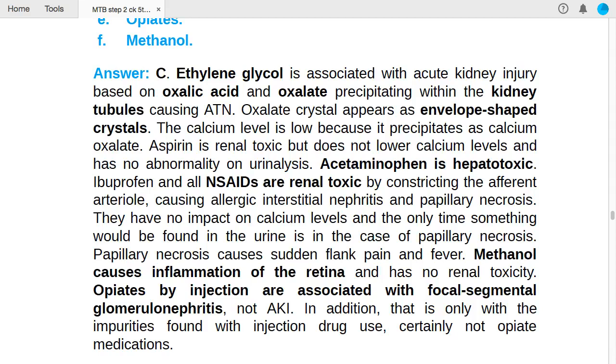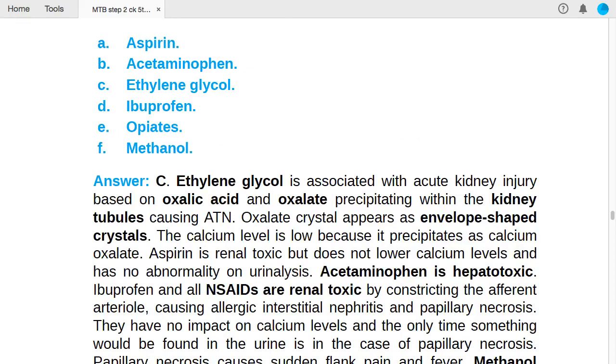So here the correct answer is ethylene glycol. Why? Because ethylene glycol is associated with acute kidney injury based on oxalic acid and oxalate, which is going to precipitate in the form of calcium oxalate. So it will utilize more and more calcium. As a result, the amount of calcium will be decreased in the blood. That's the most important point here.